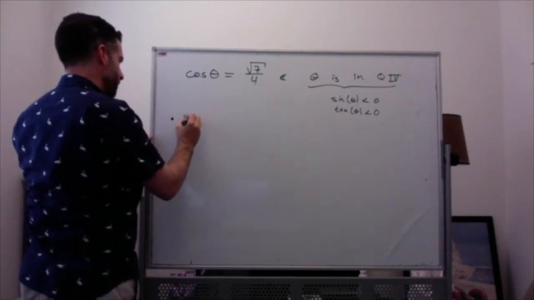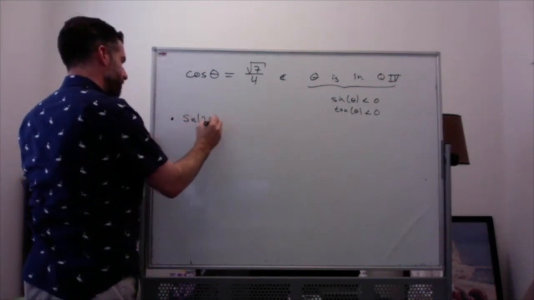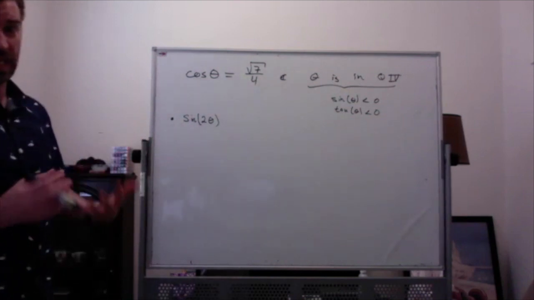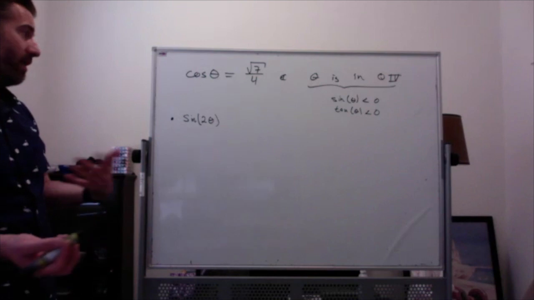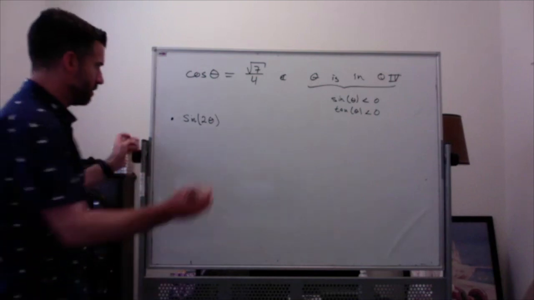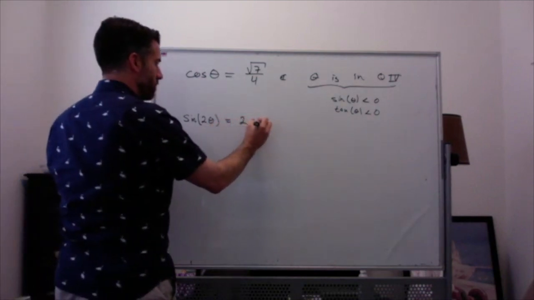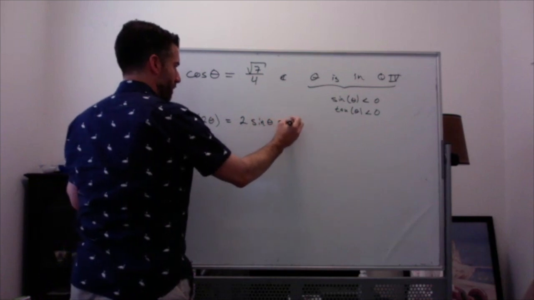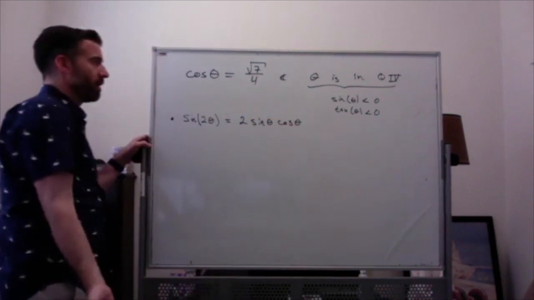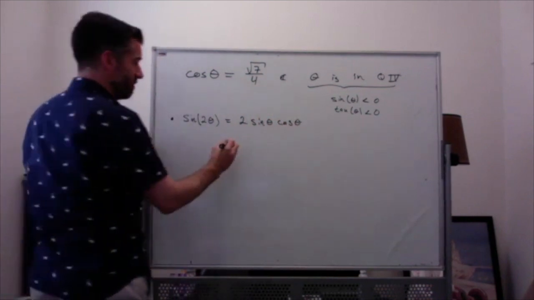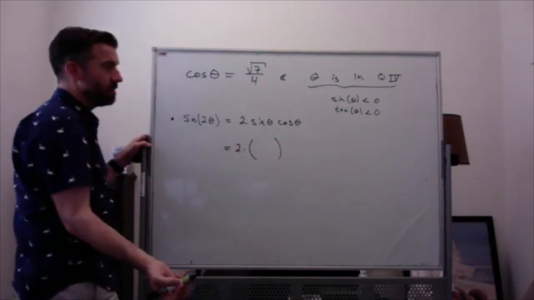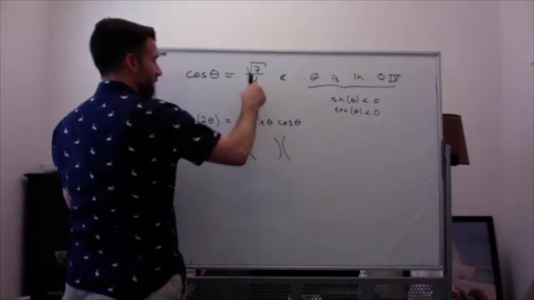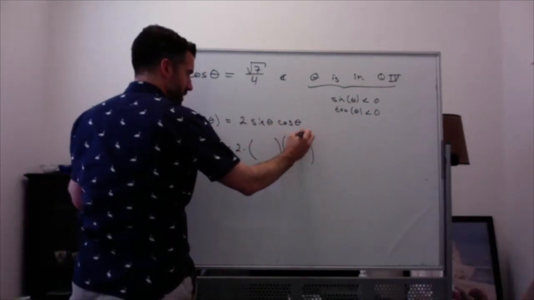So the first thing we want to find is sine of 2 theta. When I'm asked to find sine of 2 theta or cosine of 2 theta, the first thing I'm always going to do every time is just write down the formula. It's 2 times sine of theta times cosine of theta. And then I'm going to try and start filling stuff in. I don't know what sine of theta is yet, but I do know that cosine of theta was given to me. It's the square root of 7 over 4.